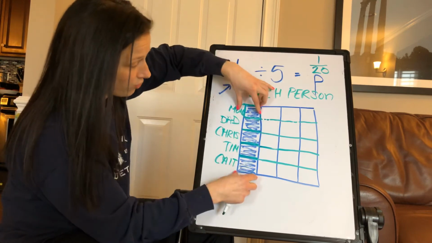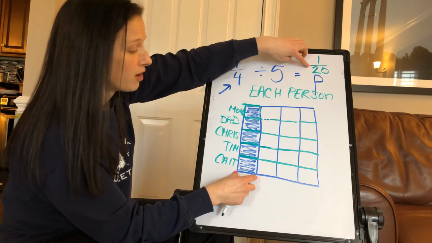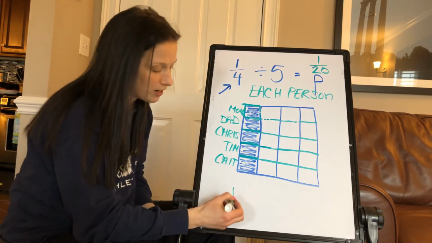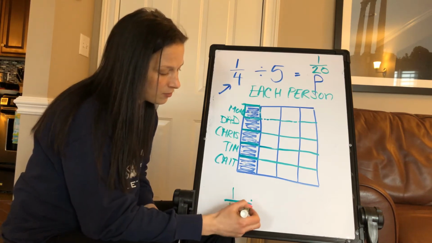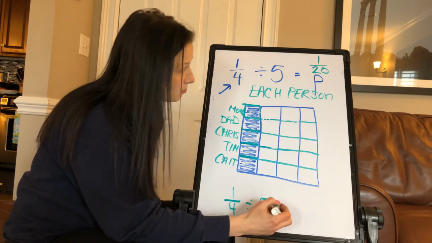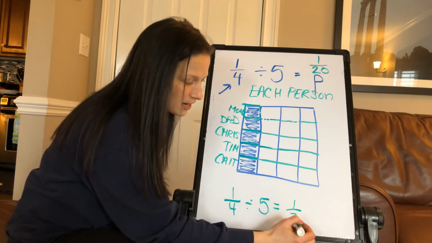It used to be this big fourth. We split it into 5 and we got 1/20. And I'm just going to write my equations down here. We can keep track of what's happening because students might start to see a connection.